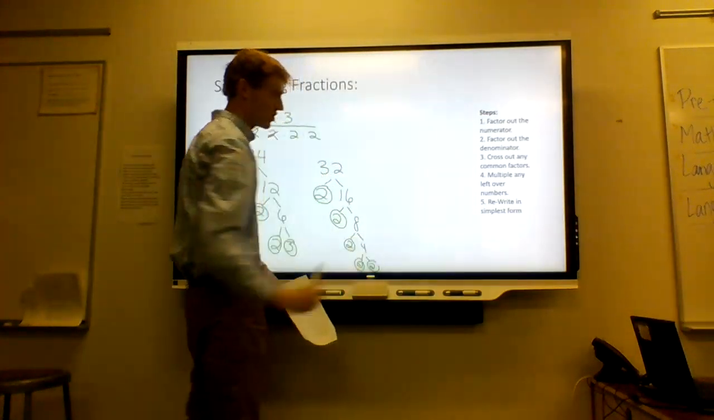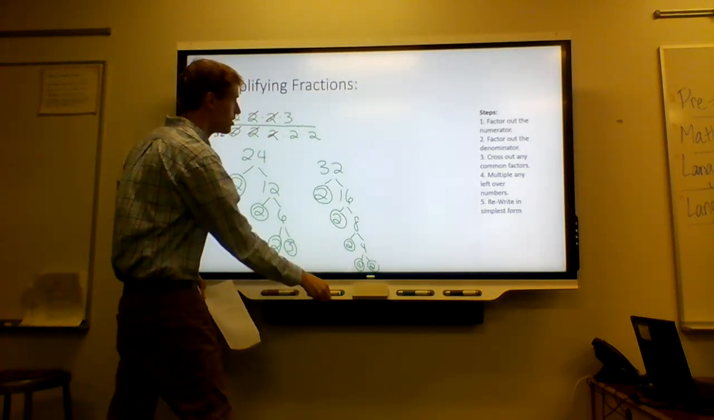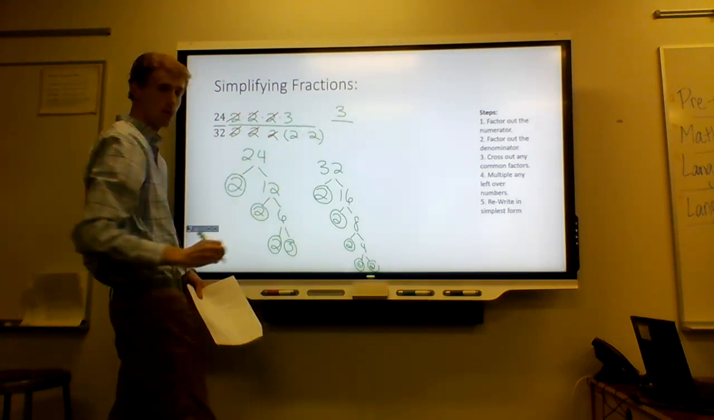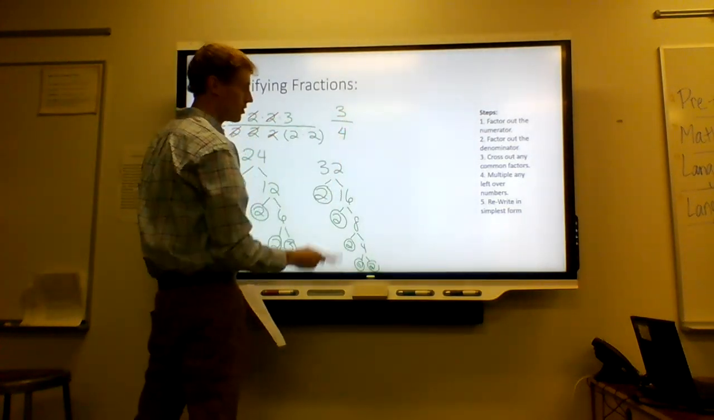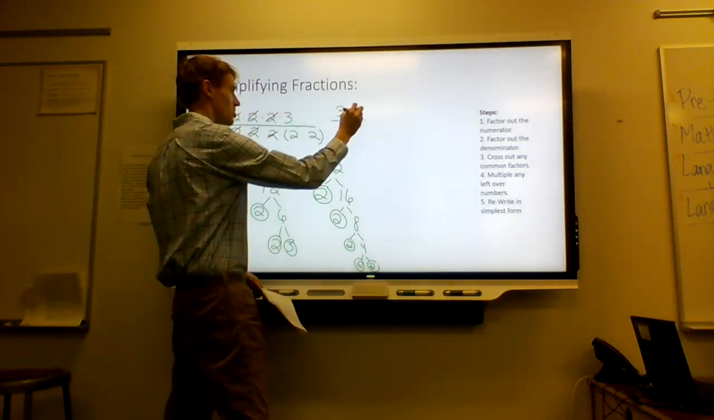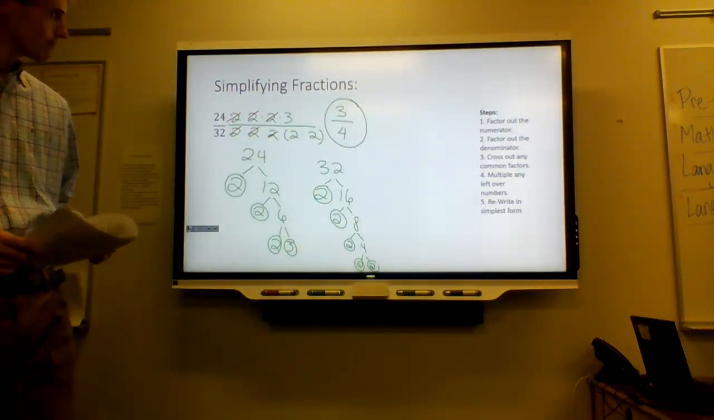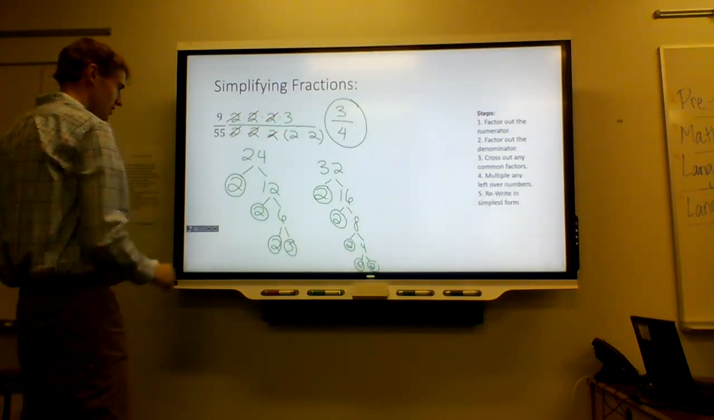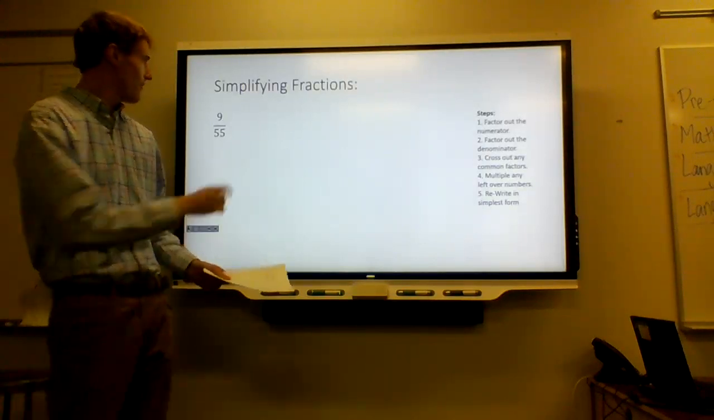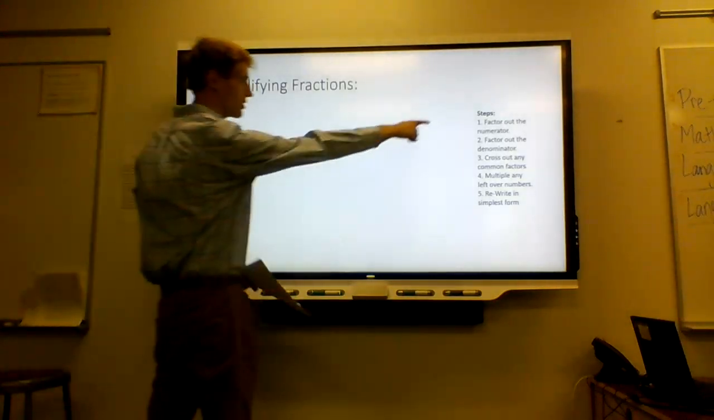Now step 4 says multiply any leftover numbers. 3 times nothing, so that's still going to be 3. And then 2 times 2 is 4. So simplifying 24 over 32, the most simplified version would be 3/4. I want you to try this next one by yourself, and then we'll try it together. So factor out, and what is the simplest form of 9 over 55? Remember to follow your 5 steps.